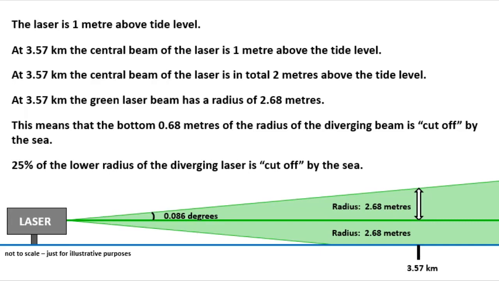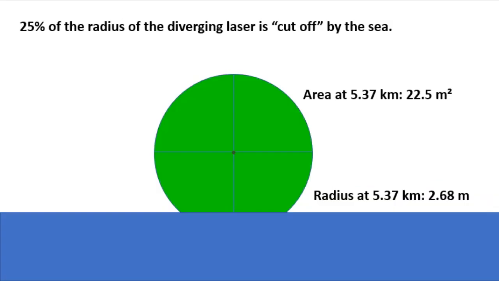At 3.57 kilometers, the green laser beam has a radius of 2.68 meters. This means that the bottom 0.68 meters of the radius of the diverging beam is cut off by the sea. 25% of the lower radius of the diverging laser is cut off by the sea. Area at 5.37 kilometers, 22.5 square meters. Radius at 5.37 kilometers, 2.68 meters.